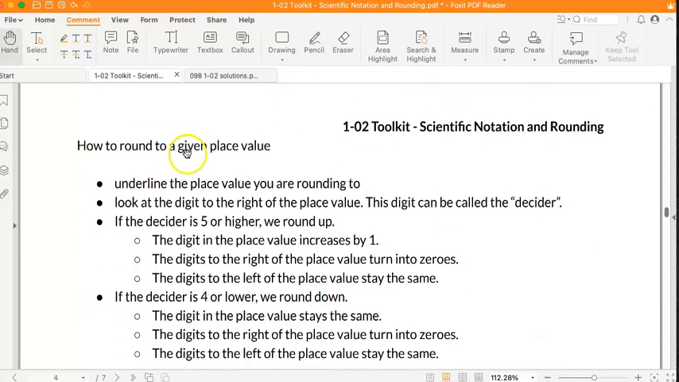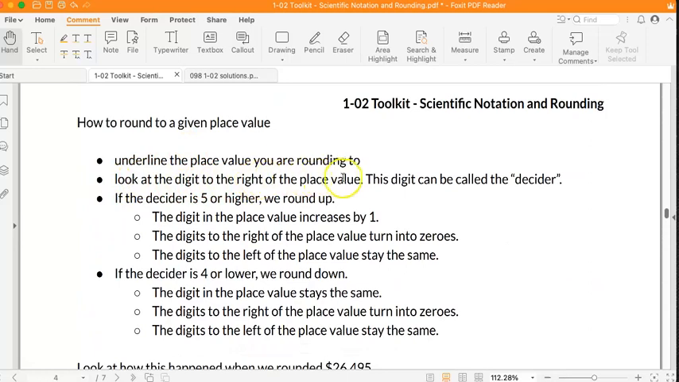Going back down here, look at the digit to the right of the place value. If the decider is 5 or higher, we round up. If the decider is 4 or lower, we round down. And this is me clarifying what round up actually means. You might already know all of this. The digit in the place value that we're rounding to increases by 1. That's what round up means. All the digits to the right of that will turn into zeros, and all the digits to the left of that place value will stay the same.